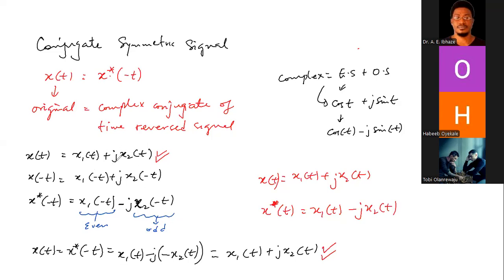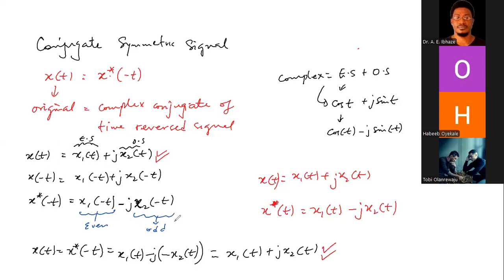So we have the imaginary part here. We already know that our imaginary part is an odd signal, and our real part is an even signal. So that's what informed this process. We only perform time reversal and then perform the conjugate, but that did not change our even signal from being even, neither did it change our odd signal from being odd.